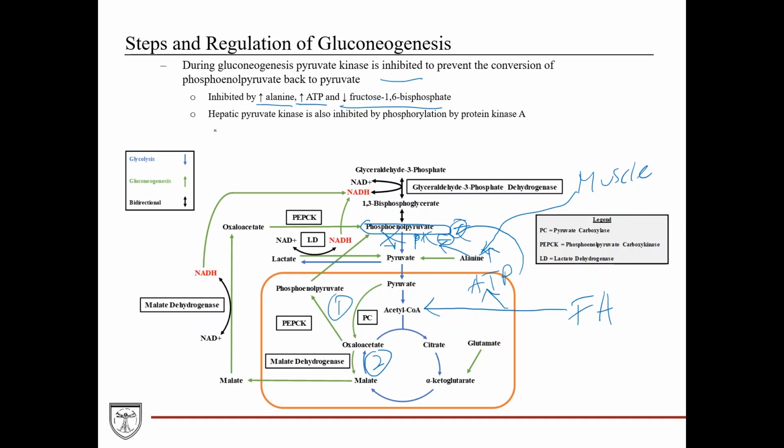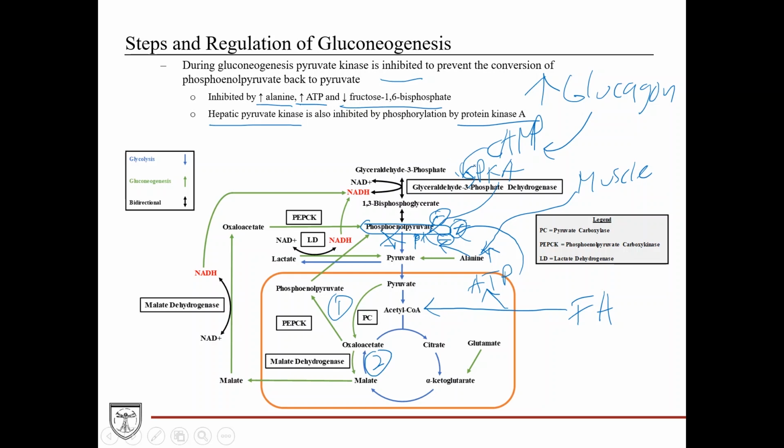The other thing in the liver, in hepatic pyruvate kinase specifically, is inhibited by phosphorylation by protein kinase A. And remember, during fasting, you have increased levels of glucagon, which then stimulates cyclic AMP, which then gives you protein kinase A. And then protein kinase A inhibits pyruvate kinase as well. And so in the liver, which is the main site of gluconeogenesis, glucagon and then subsequently protein kinase A are also going to play important roles as well.